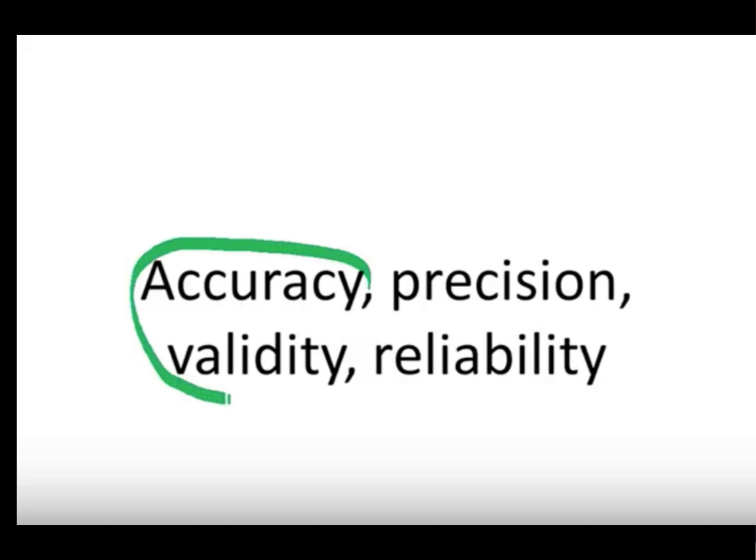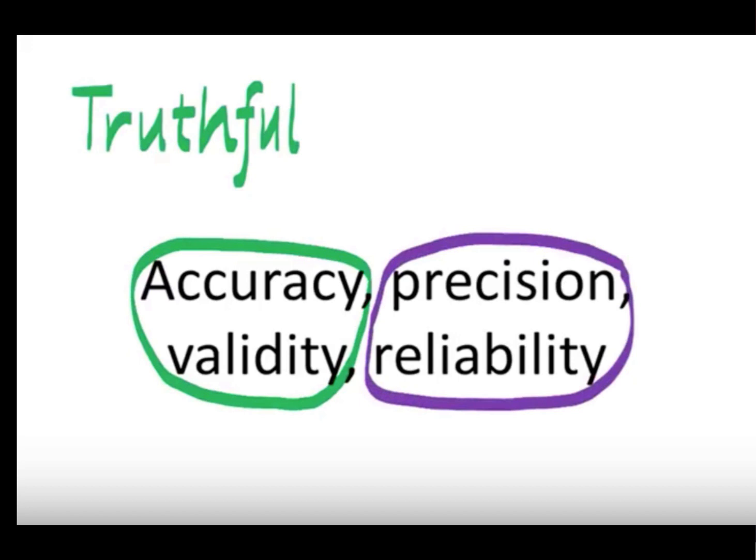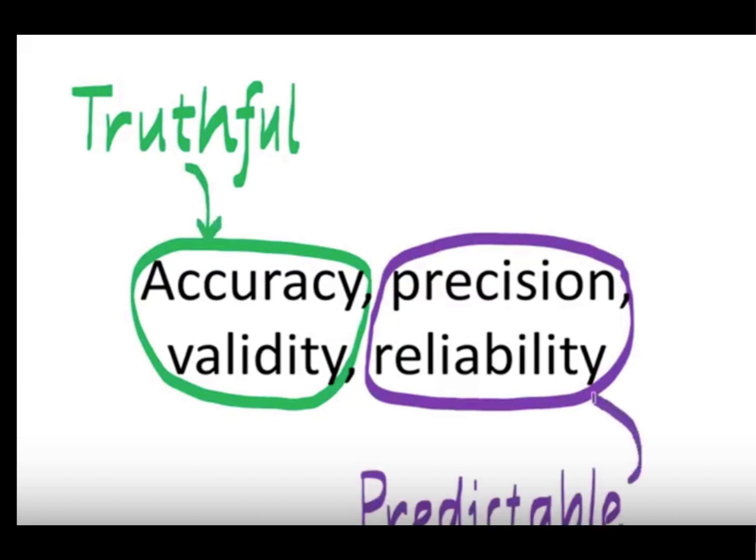Accuracy and validity are related. Precision and reliability are related. Accurate data is truthful. It tells us what nature is really like. And if it's accurate, it's also valid. Precise data is repeatable. It's predictable. We get the same answer again and again when we repeat ourselves.